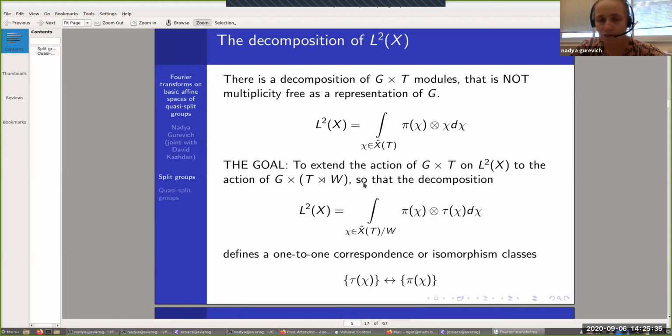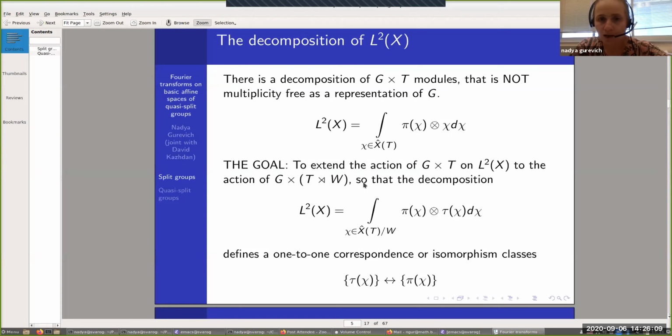Any questions? So maybe just to understand, here you already have a clear correspondence just by the parameter chi, right? Exactly. I hope so, because the goal would be to extend the action from G times T, which is transparent and given by a very explicit formula, to the action of these bigger groups. But when it is done, one hopes to get such a decomposition, and in fact has this decomposition.